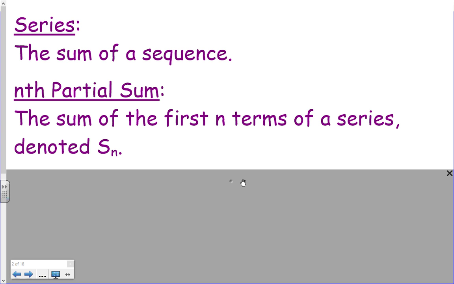So usually a series, when we're working with it, just like with a sequence, goes on forever. So we're saying that we're going to take the first n terms, chop it off at some point and say, okay, let's sum up these first n terms, the first 10 terms, or maybe the first 100 terms, or whatever it might be. And we denote that S sub n, where n is the number of terms in our partial sum.